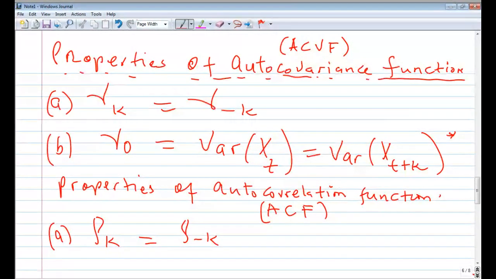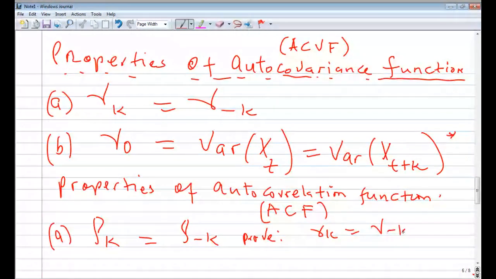if you take the autocovariance function, property number A is there: gamma k equal to gamma of minus k. Let's say we just want to prove that rho k equal to rho of minus k. If you want to prove that, you are going to take the property of the autocovariance function, which is gamma k equal to gamma of minus k, isn't it? So here, divide both sides by gamma 0. Okay, what do you get? Gamma k over gamma 0 is equivalent to what? To rho k.